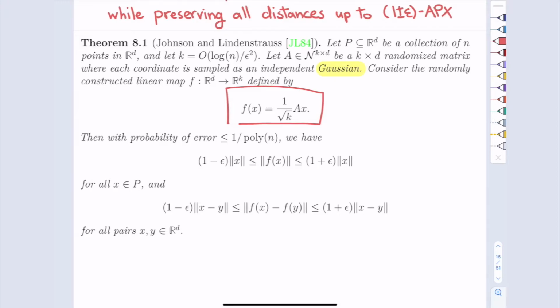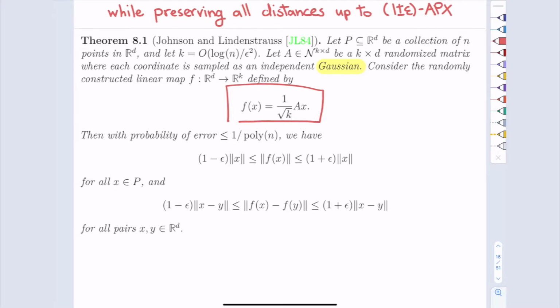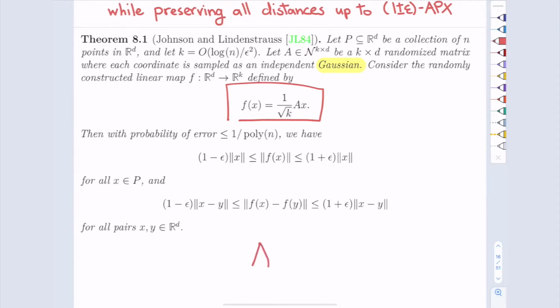F of x is up to scaling equal to Ax, where A is going to be a matrix. Okay, so the output dimension is small, k log n over epsilon squared. The input dimension is very big, so you should think of a matrix that looks like this, very, very wide. The output dimension is very small.